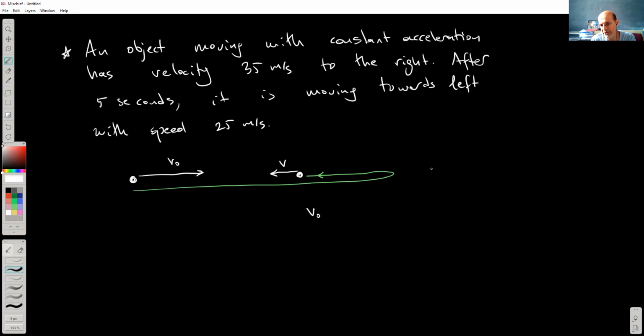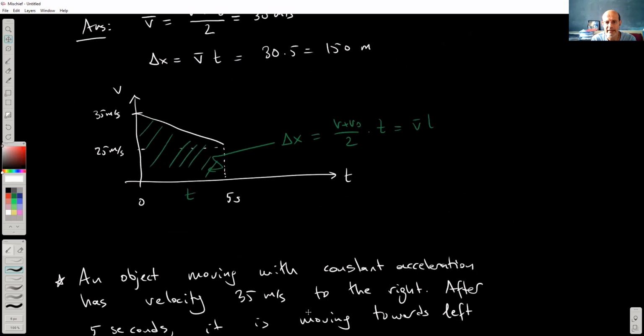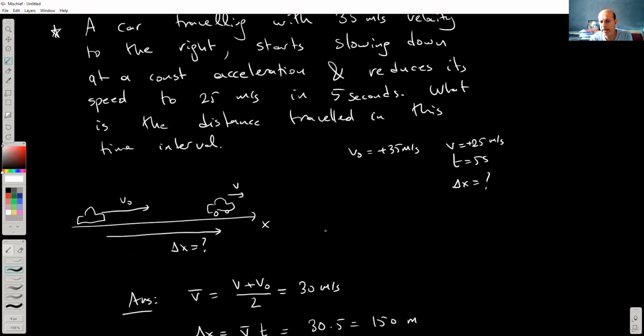The initial velocity is given, so I'm going to choose the x-axis to be right again. Initial velocity is plus 35 meters per second. Final velocity is towards left, so it's minus 25 meters per second. The time is given, 5 seconds, and we need to find the displacement. Same problem. The only difference is that one of the velocities is opposite to the other. Some people tend to solve this problem much differently, but mathematically they are the same problem. It's just the sign of one of the quantities that has changed.